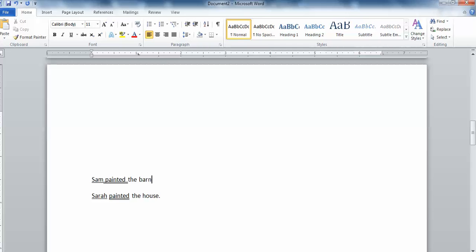So what I'm going to do is get rid of that period and make that a comma and put in "and." Now I have a compound sentence, method 1. That's a method 1 compound sentence. That's all there is to it.